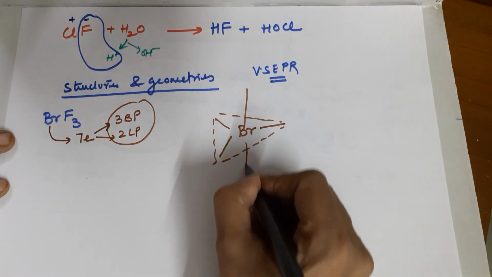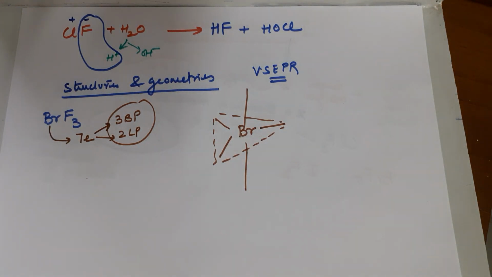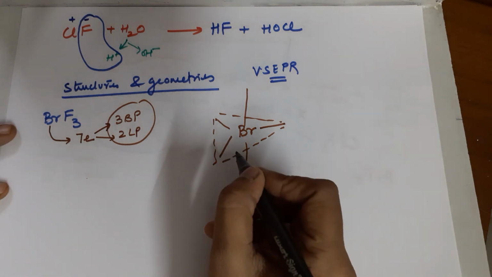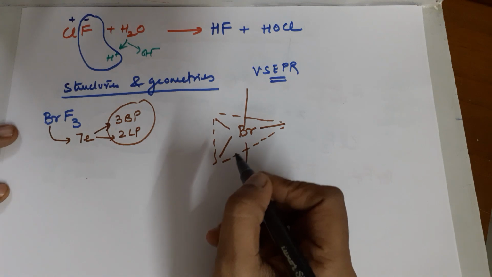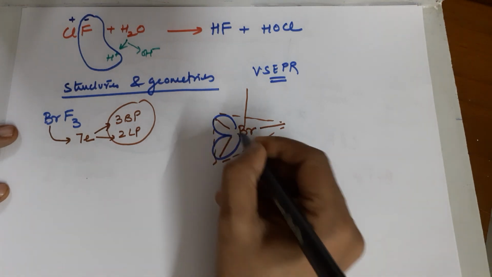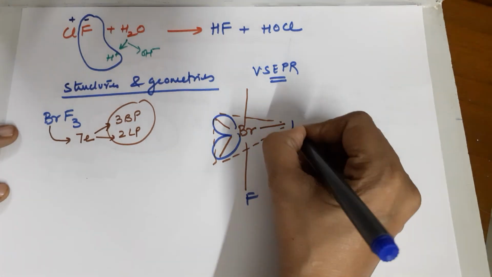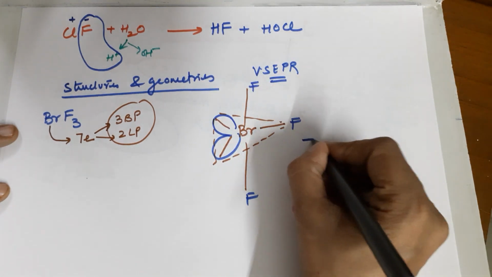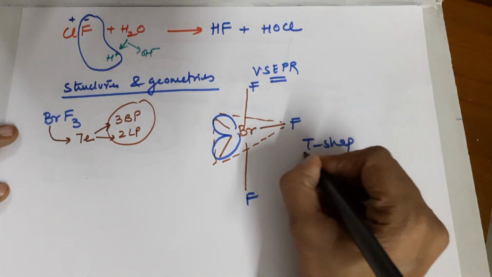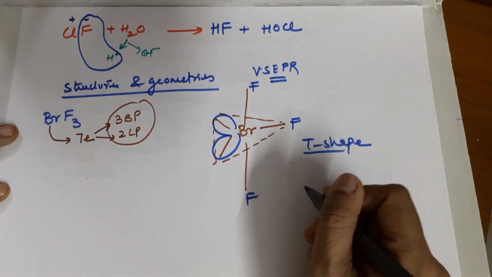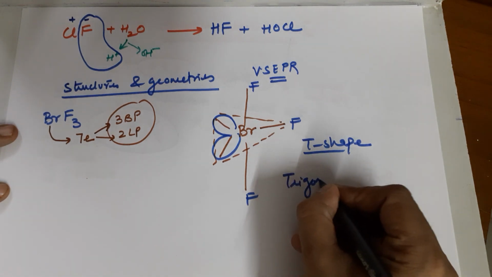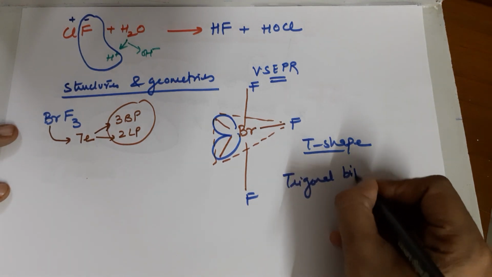In this geometry you have to place 2 lone pairs, and the advice is lone pairs cause maximum repulsion. So the lone pairs should be on the equatorial side. So you have 2 lone pairs, I place the lone pairs here and your fluorines come here. So the shape is T-shaped, and if the geometry is asked, it is trigonal bipyramidal.